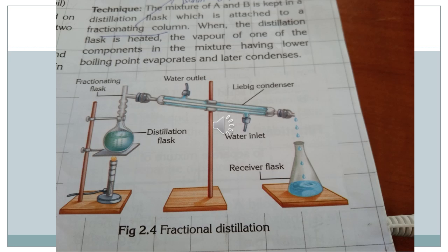Method. This is used to separate a mixture of miscible liquids. Example, alcohol. Miscible liquid B having low boiling point. So this is a liquid. Alcohol is a liquid. Yes, but this is a miscible liquid B.